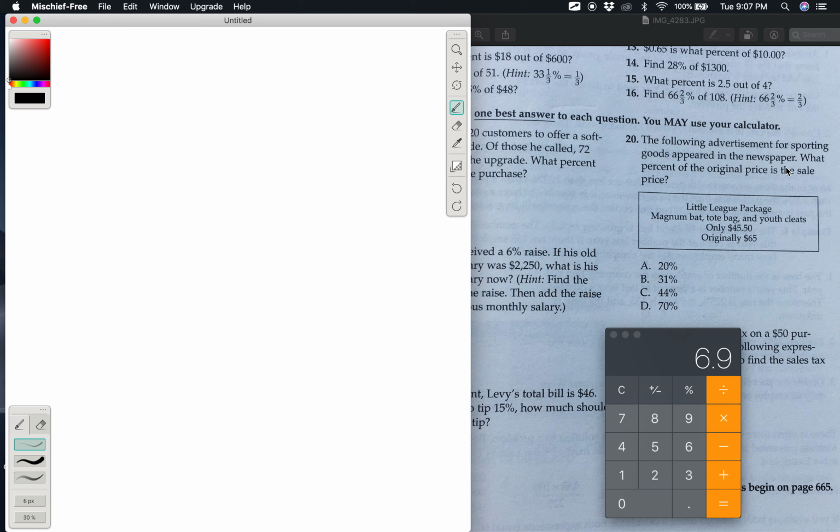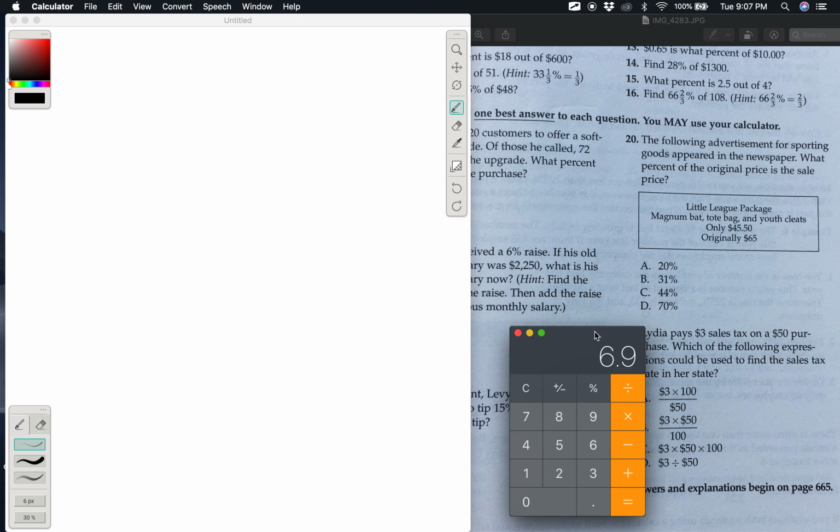Okay, so the following advertisement for sporting goods appeared in the newspaper. What percent of the original price is the sale? Little League package, Magnum bat, tote bag, and youth cleats, only $45.50. Originally $65. So we have the part and the whole. So remember, the part is $45.50 because that's the part of the original price. When you do the calculation, the 0 doesn't really matter. We could put 0 there since it's dollars, but it won't actually affect the calculation.